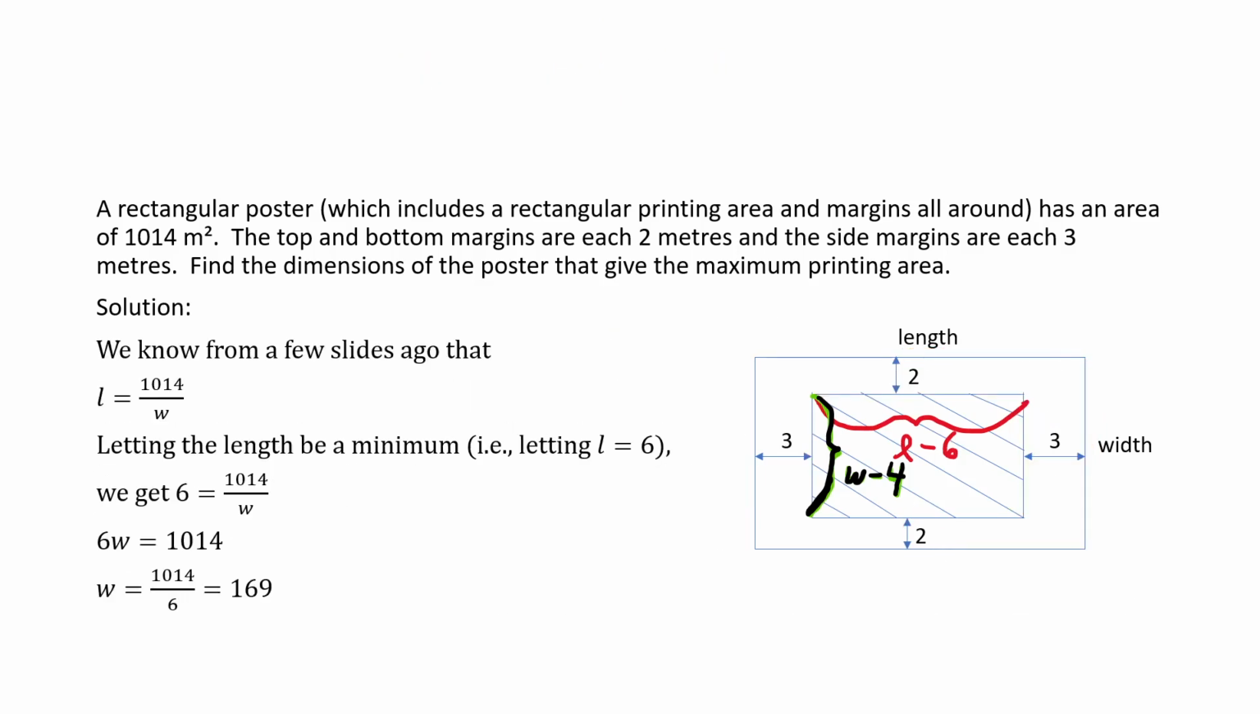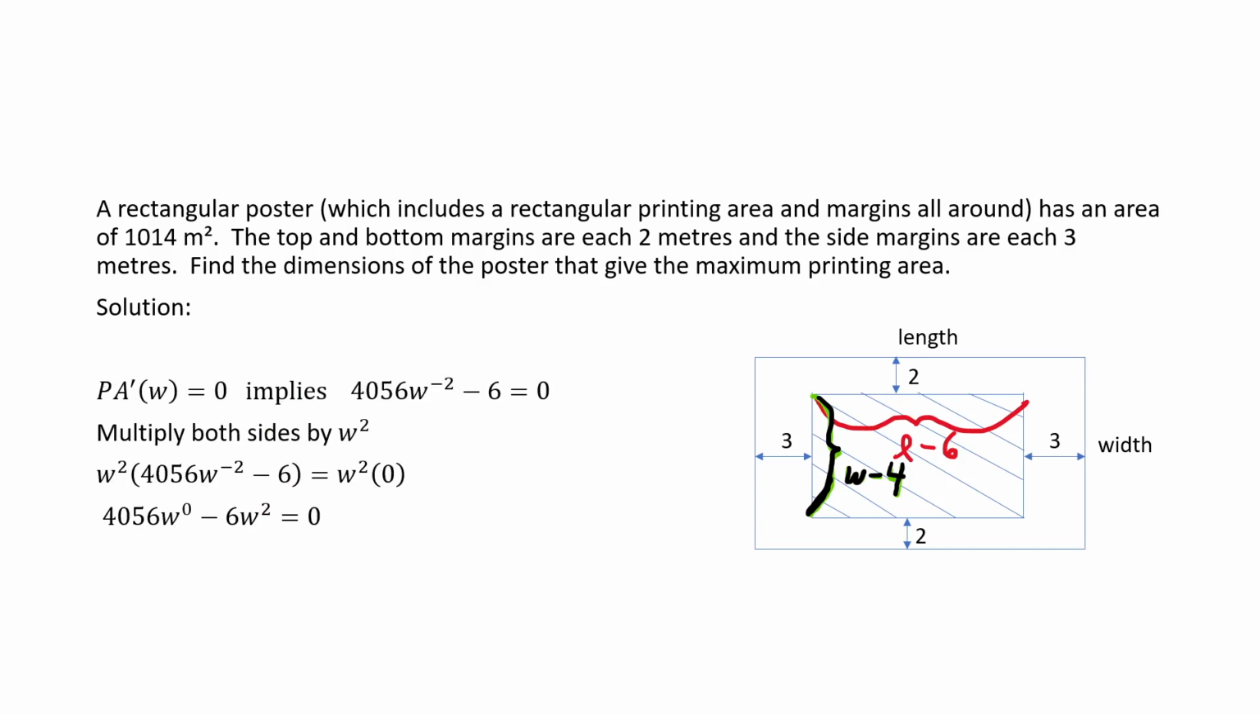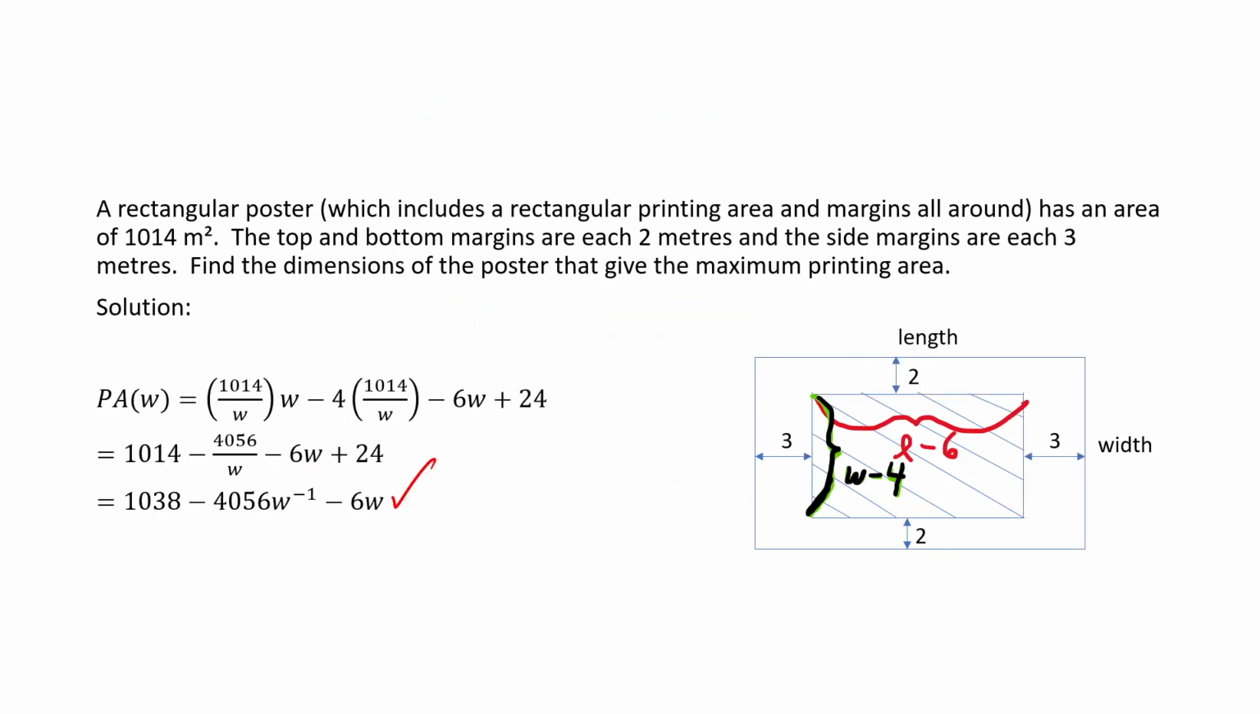So as we go through this, if we let the length be a minimum, then 6 is 1,014 over W, W is 169, and we get a domain of 4 less than W less than 169. Some people prefer to say 4 less than or equal to W less than or equal to 169. That's okay too.